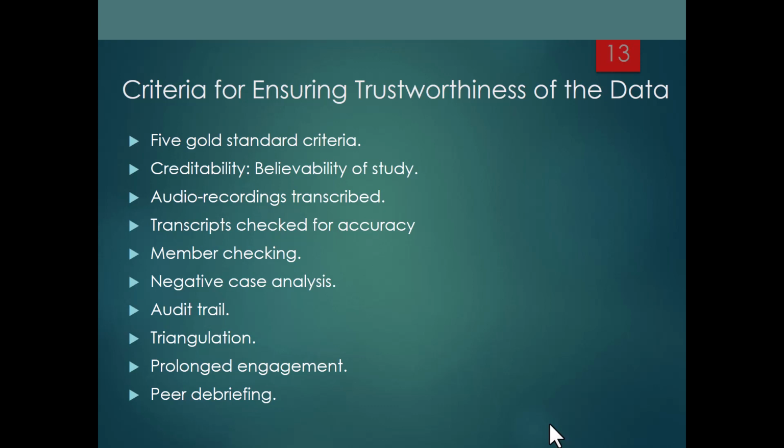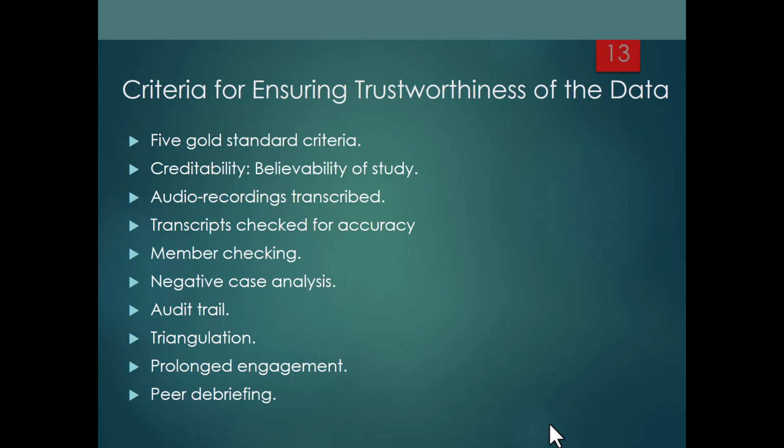Audit trail is writing a memo or journaling one's thoughts and feelings throughout the research process. So the researcher keeps a journal or a memo about their thoughts and feelings as they're going through the research process. Triangulation is looking for consistency of information across various data sources. So it's important that in qualitative research that we follow these 5 gold standards.